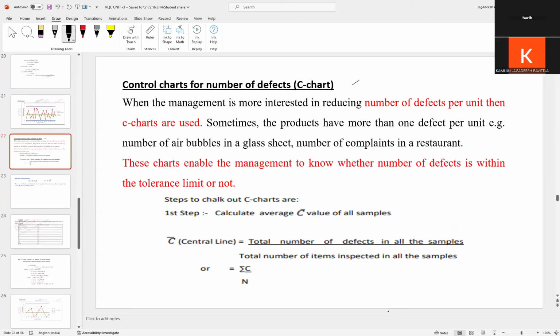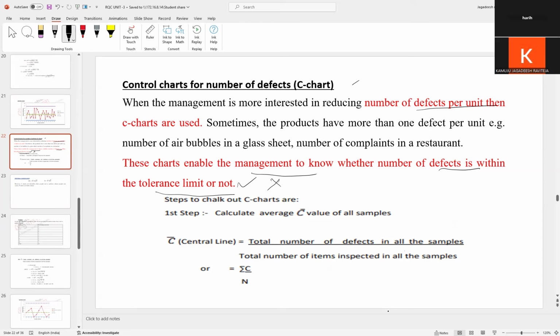This C chart is used to find the number of defects per unit. To find the number of defects in each and every unit, we go for the C chart. The C chart enables the management to know whether the number of defects is within the tolerance limit or not. Suppose we consider 10 samples and the maximum tolerance is 2 samples. If 3 samples are detected, it automatically identifies whether the product is acceptable or has to be rejected.